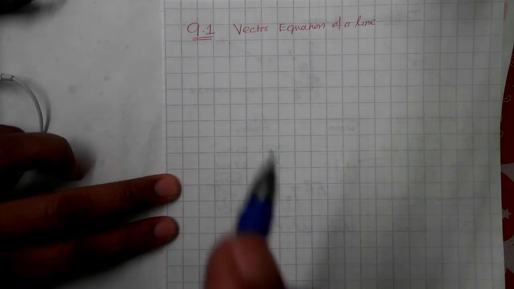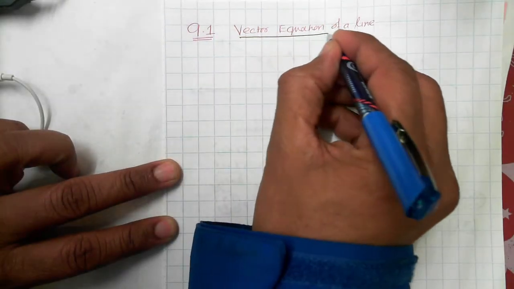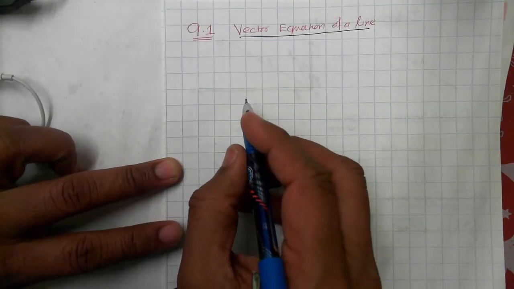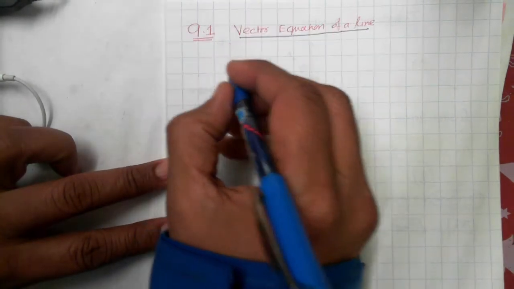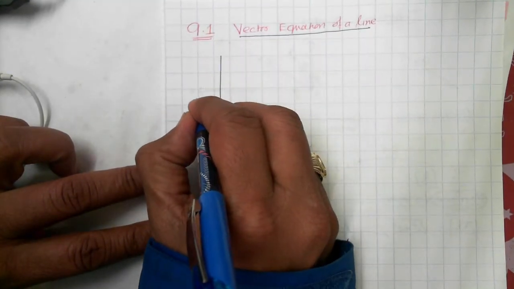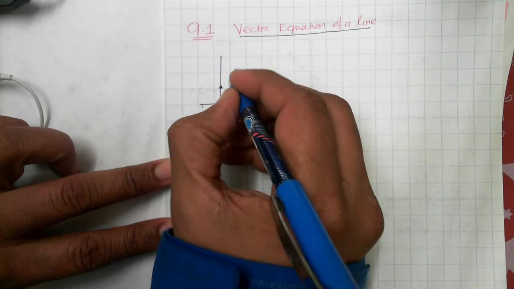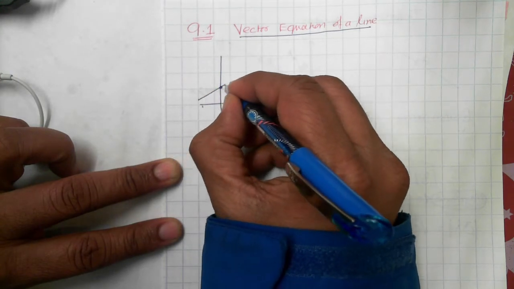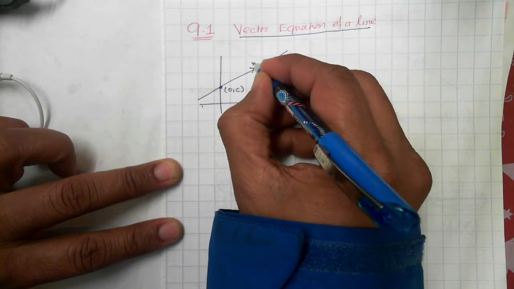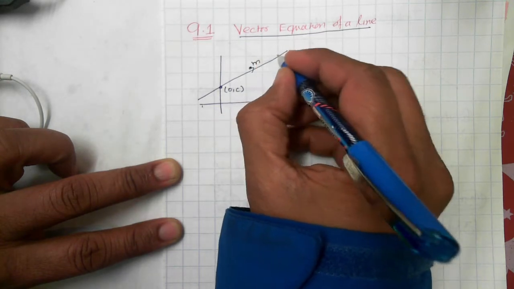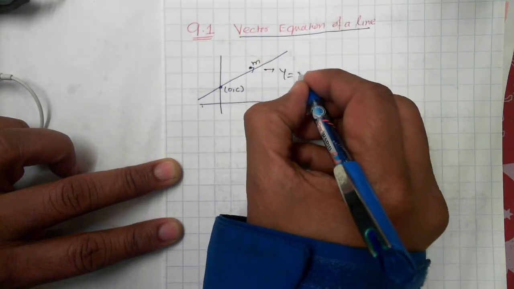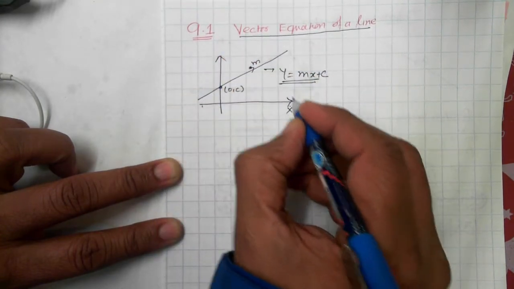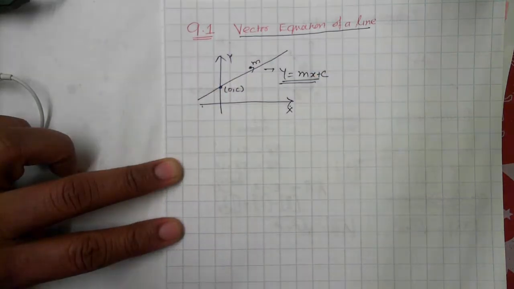Vector equation of a line, this is section 9.1. I'm going to try and relate this to normal coordinate geometry. In two-dimensional coordinate geometry, if I give you a point (0, c) and ask you to find the equation of the line with gradient m, there's no need to put this arrow in. The equation of this line is y equals mx plus c, where this is the x-axis, this is the y-axis, m is the gradient and c is the y-intercept.